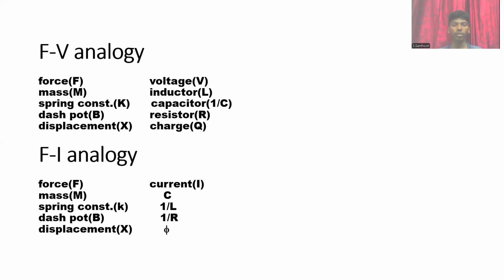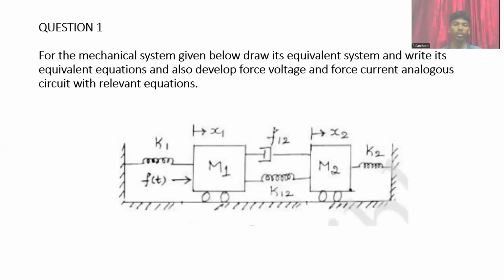And just like that for force current analogy, force F is equivalent to current I, then mass to C, K to 1 by L, B to 1 by R, and X to psi. So going to the numericals.